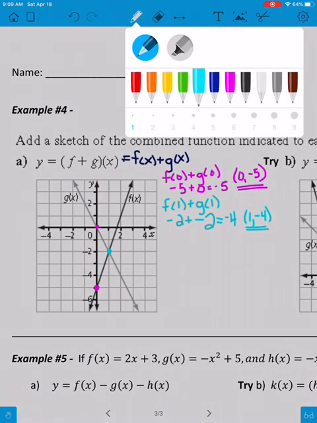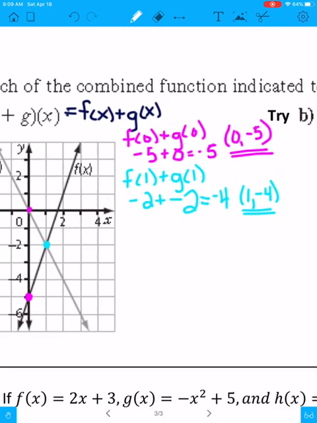And I'm going to do 2, the number 2. f of 2 plus g of 2. f of 2 is 1 plus g of 2 is negative 4. 1 plus negative 4 is negative 3. So a new point on my new graph is going to be at 2 because that's my x that I used, and negative 3.